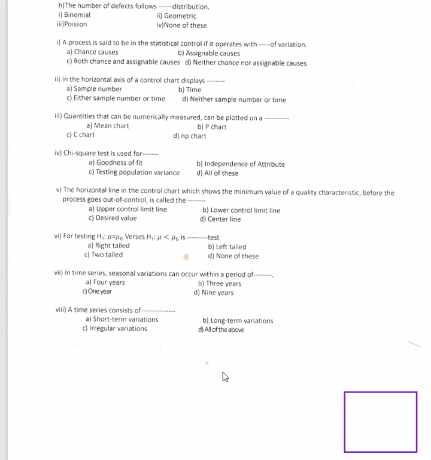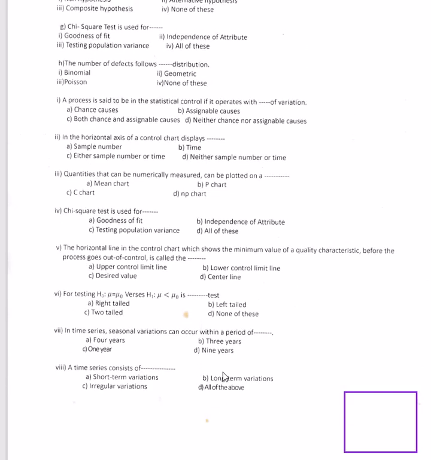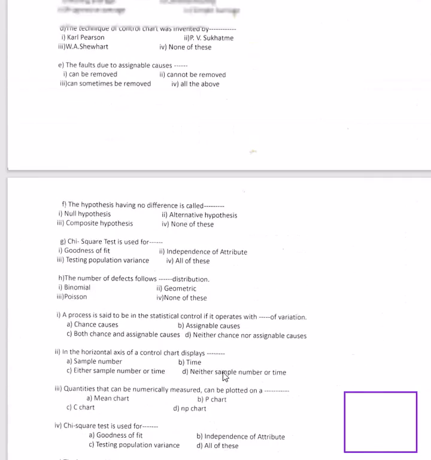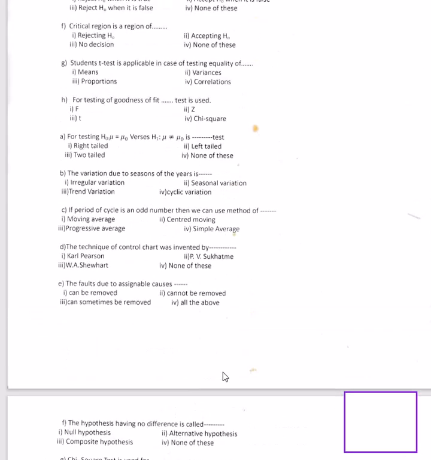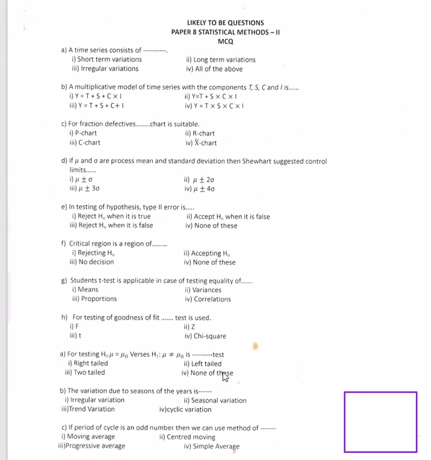So friends, students, these are a few MCQ questions that I have prepared for your understanding. This type of questions may be there in your question paper. You have to prepare these and also the questions which we have solved in our lectures. Therefore, you can focus on these types of questions.